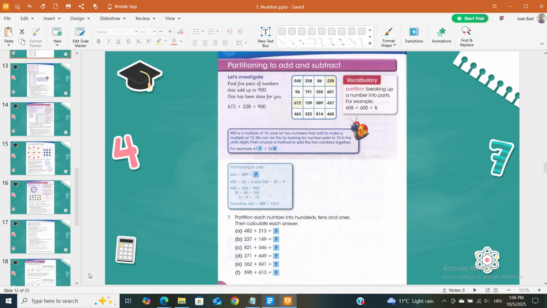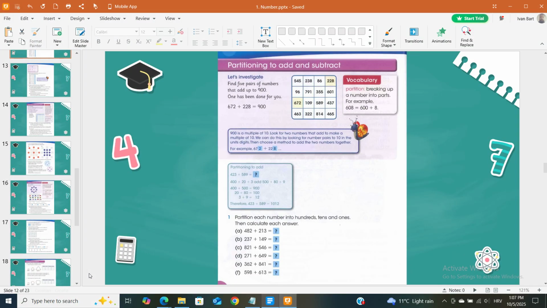Partitioning to add. 423 plus 589 equals 400 plus 20 plus 3 added to 500 plus 80 plus 9. 400 plus 500 is 900. 20 plus 80 is 100. 3 plus 9 equals 12. Therefore, 423 plus 589 equals 1012. 1. Partition each number into hundreds, tens and ones.